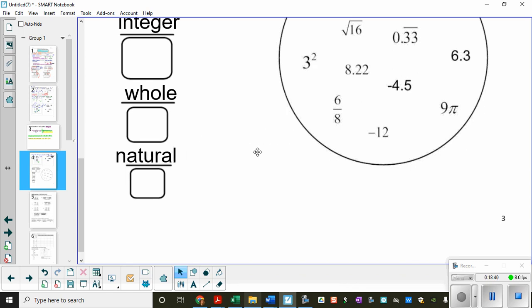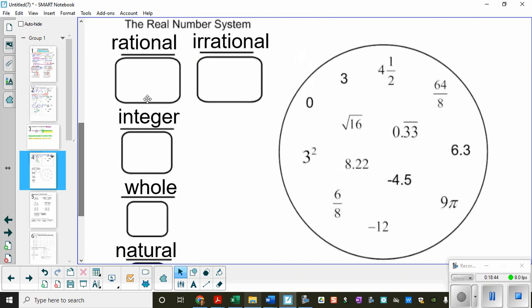So we've got our subsets labeled: integer, whole, and natural. And the two big categories were, again, rational or irrational. This whole thing will make up something called the real number system, which is, again, this whole first unit. And now let's dive on in.